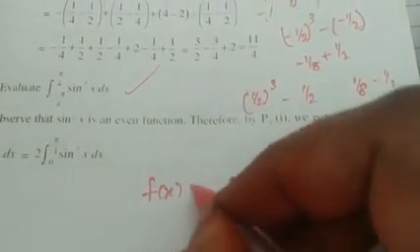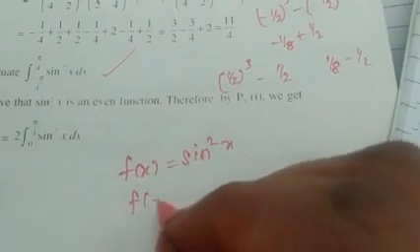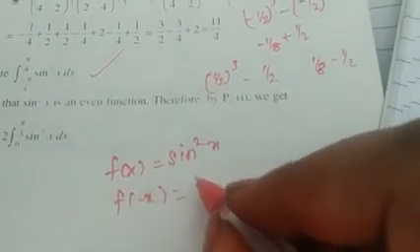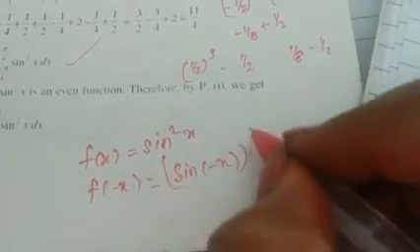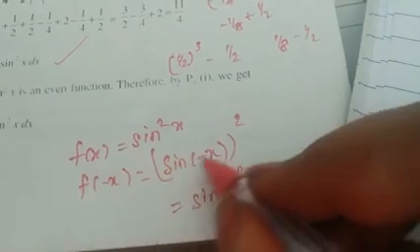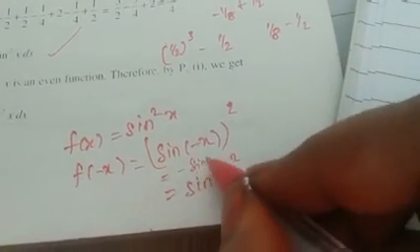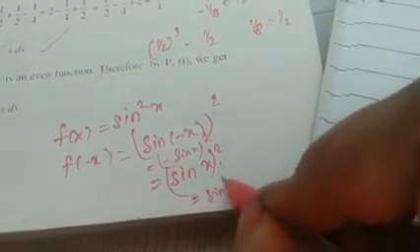So, here the function is f of x is equal to sine squared x. Now, substitute f of minus x. F of minus x, what will you get? Sine of minus x the whole square. Sine of minus x is minus sine x. Therefore, you will get minus sine x the whole square, which is sine x the whole square, that is nothing but sine squared x. Therefore, you are getting f of minus x is equal to f of x.